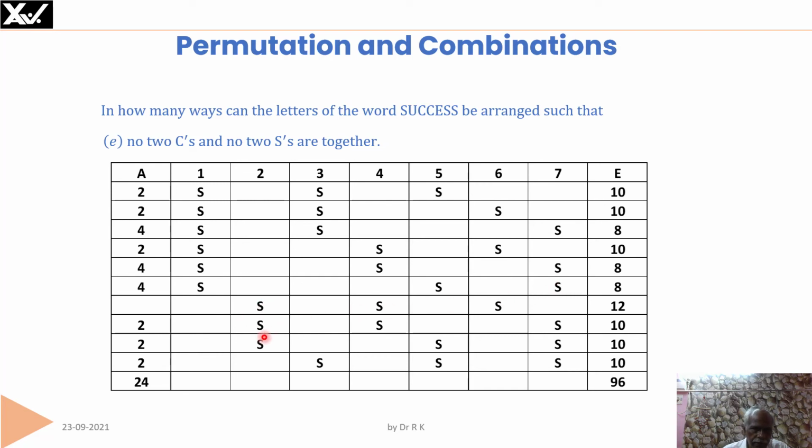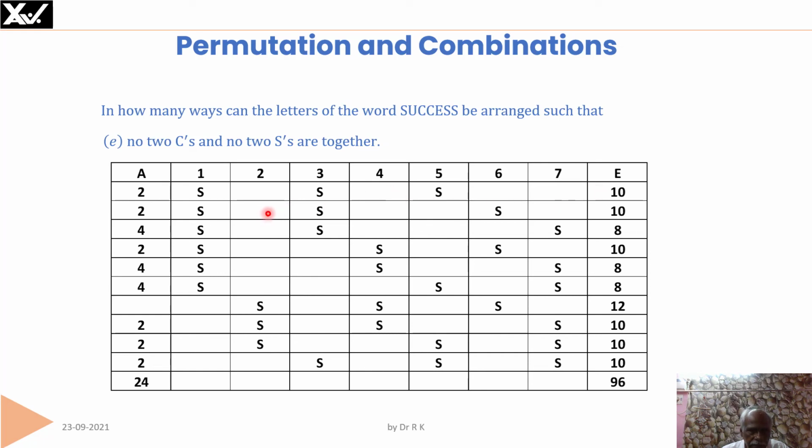Similarly, if I put the first S in the second place, these are all the arrangements, and the C can be placed. So second and fourth, second and sixth, or second and seven, 3 ways. And if I put the first C in the fourth place, 4 and 6 and 4 and 7, so totally 5 ways. And U and E can be put in the remaining 2 places and can be arranged in factorial 2 ways, U and E or E and U. Therefore, totally 5 into 2, 10 ways.